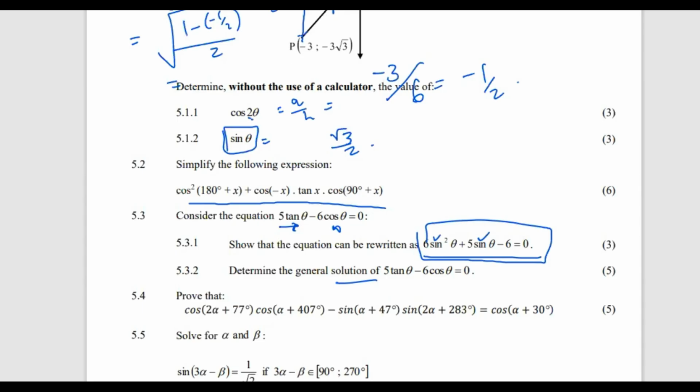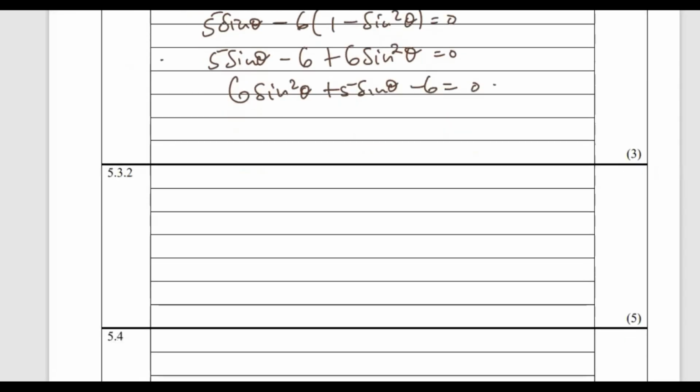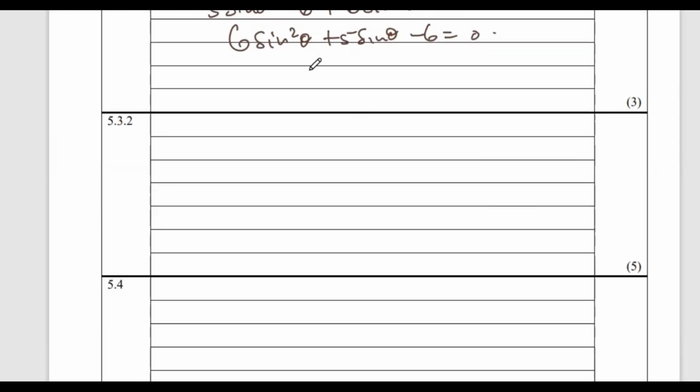Then they want us to determine the general solution. With general solution, since we've already changed these to just one trig ratio, then we can use the quadratic formula to determine our reference angles. Or we could just factorize it out, whichever one would be quicker and easier. If we use the quadratic formula, that's our A, that's our B, and that's our C.